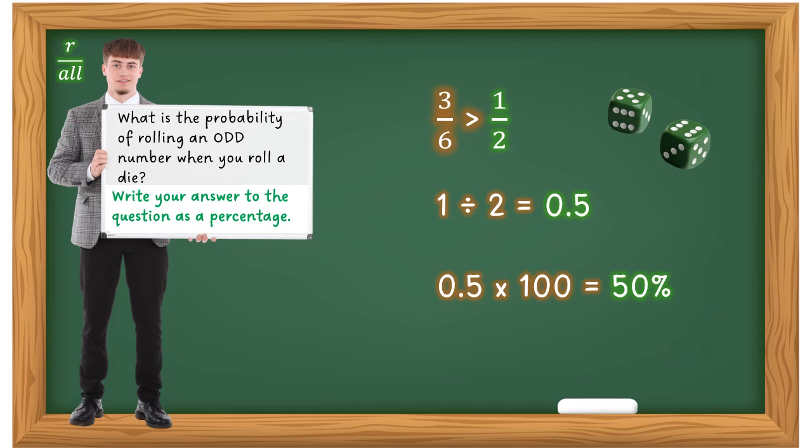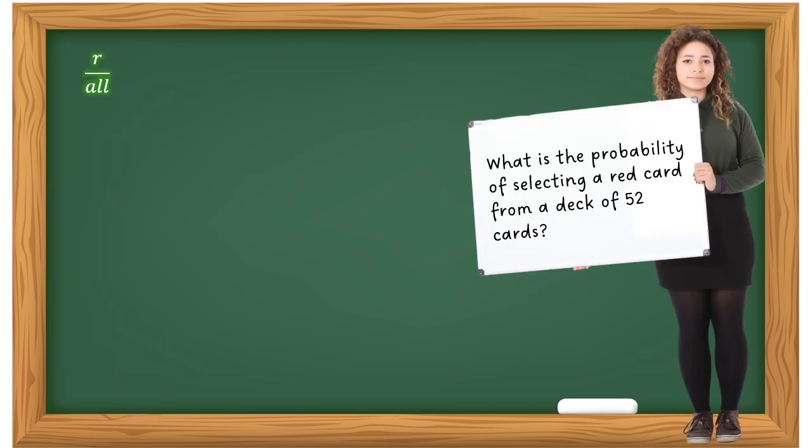So if you stick to that pattern of creating the fraction first, converting it to a decimal by dividing the top by the bottom, and then multiplying by 100, you can answer that question in any of the denominations. So keep that in mind. Right, let's look at another question.